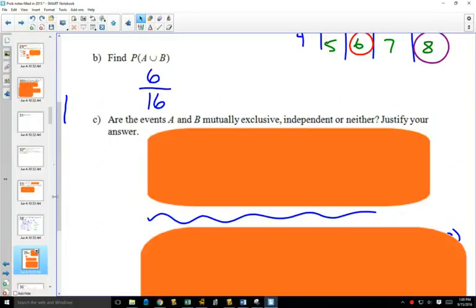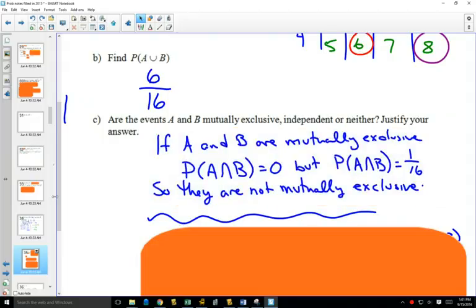So are these mutually exclusive? What do we know? If things are mutually exclusive, the probability of A and B should be 0. And since we figured out the probability of A and B is not 0, they are not mutually exclusive. So our justification has to use that idea. The definition of mutually exclusive is that the probability of A and B is equal to 0. And since that is not the case, they're not mutually exclusive.